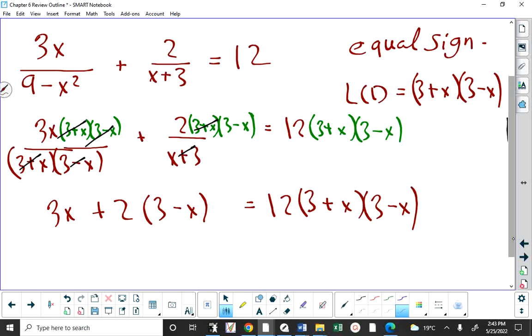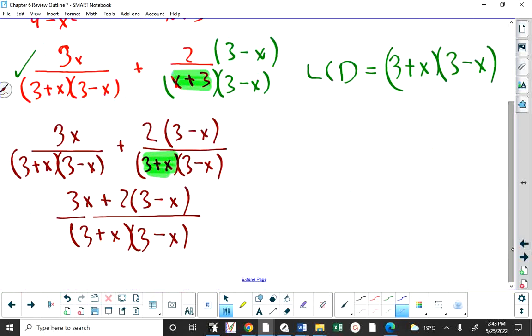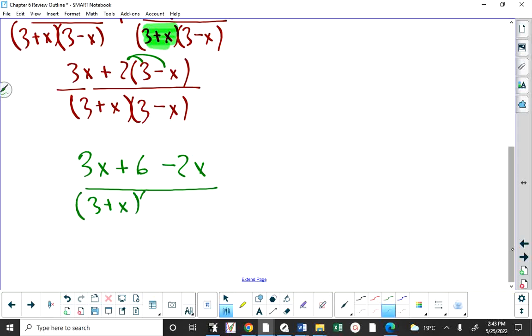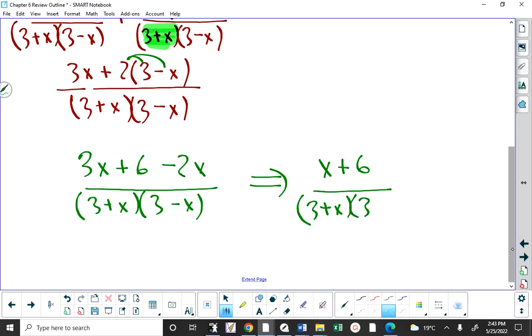Going back to this one, we would have to multiply this 2 through and write 3x plus 6 minus 2x over 3 plus x, 3 minus x. And then we can write it, this will be our final answer, as x plus 6 over 3 plus x, 3 minus x. We're done. We've simplified it. We're not finding x. There was no equation to solve.